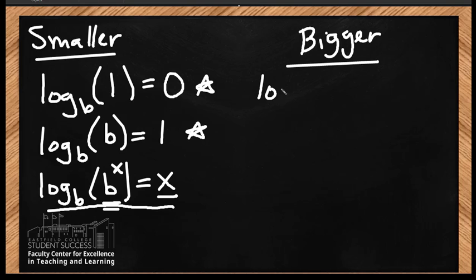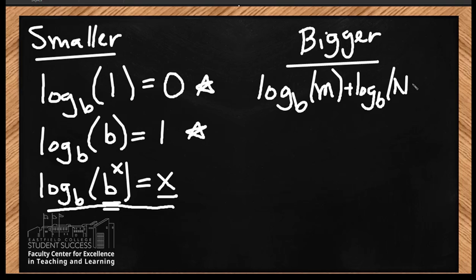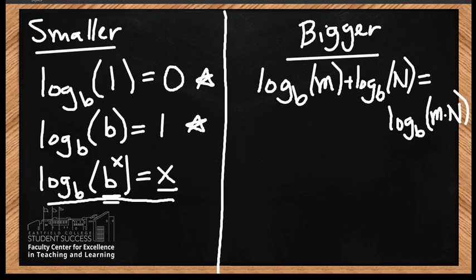The first one is going to say that the log base b of m plus the log base b of n, we're going to take this and say this is the log base b of m times n. Log base b of m times n. And this actually comes directly from something you know about exponents. When you multiply two bases together, as long as they have the same base, you would add their exponents together.